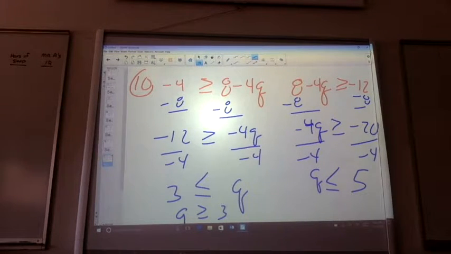So I want values that are bigger than or equal to 3, and less than or equal to 5. So square bracket 3, square bracket 5. Again, there's my interval notation. Okay?